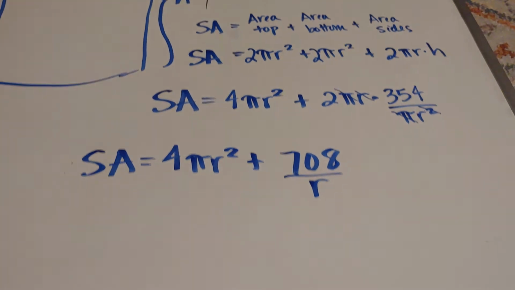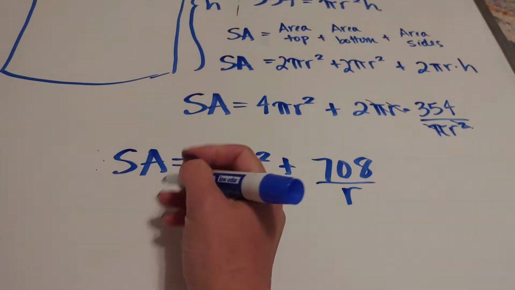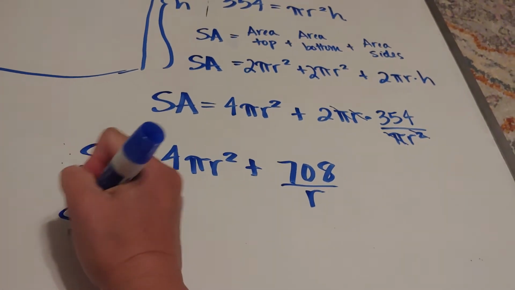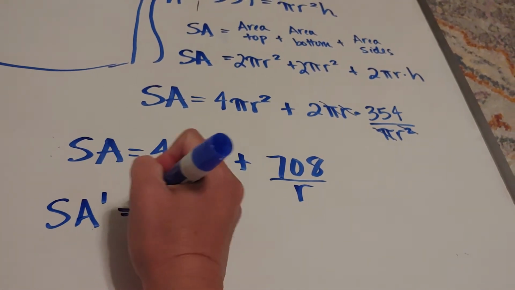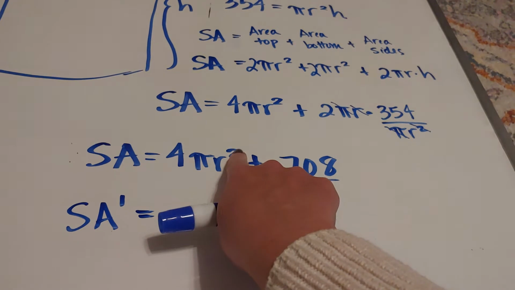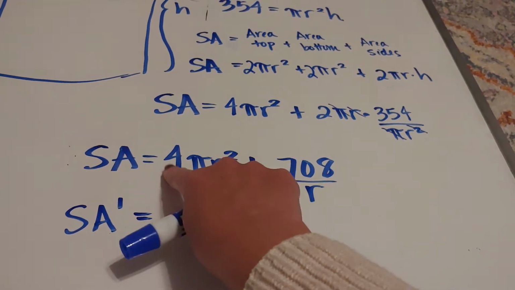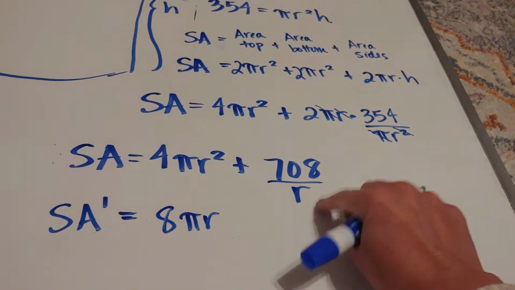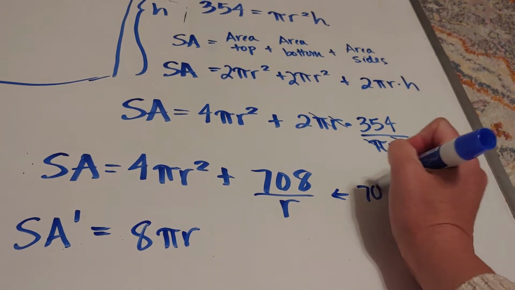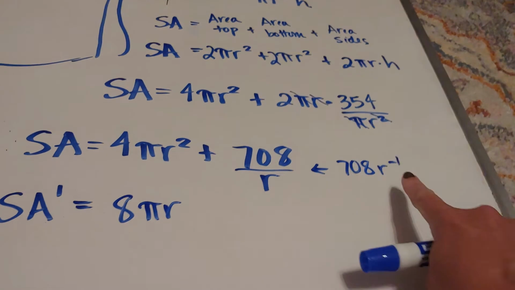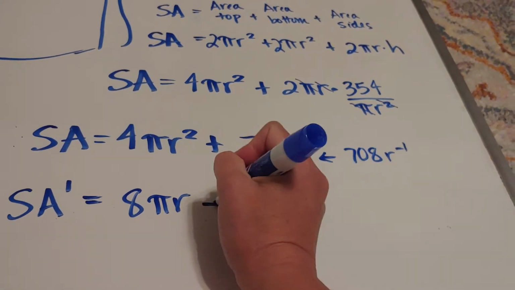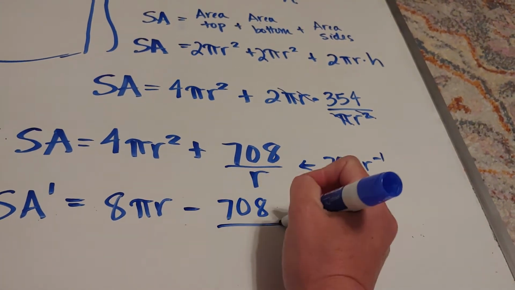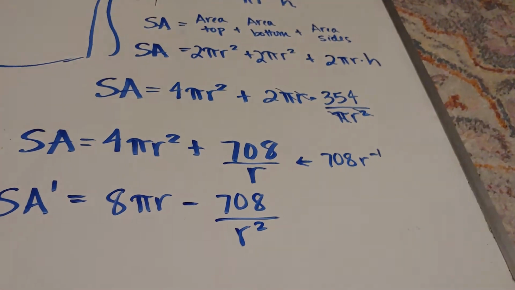Okay, now we're going to take the derivative and optimize it. So let's go ahead and take the derivative. My variable is r. Pi is just a constant. Okay, so here I'm going to do the power rule on the r. This 2 is going to come down, so I'm going to get 8 pi r. Okay, this is the same thing as 708 r to the negative 1. So this would be negative 708 r to the negative 2. But I'm going to write it that way as r squared.